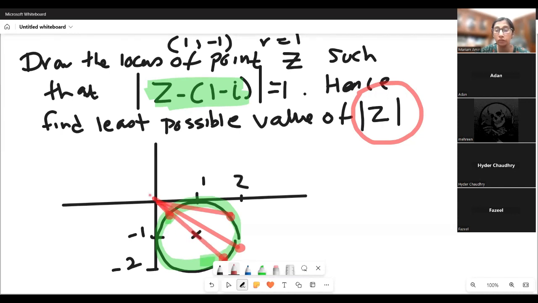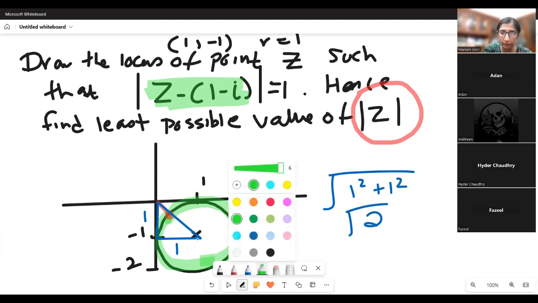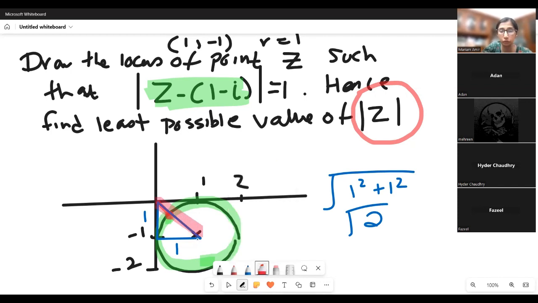So they're asking for the smallest possible value of modulus of z, which is the shortest distance between the origin and one of the points on the circle. So that's that particular point. Now, what you have to do, you have to find right angles in the figure. So I have a right angle here. This is the radius, which is 1. This is the radius, which is, not this right angle, this right angle. This is also 1. So I have a right angle right here. So I'm going to find the hypotenuse. The hypotenuse is 1 square plus 1 square, which is square root of 2. So this entire length here is square root of 2.